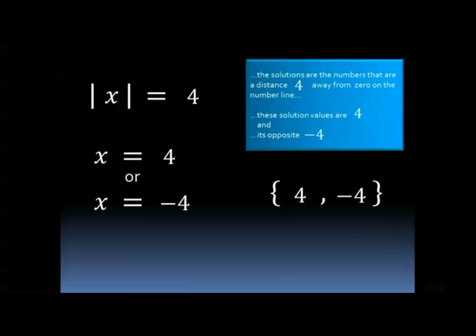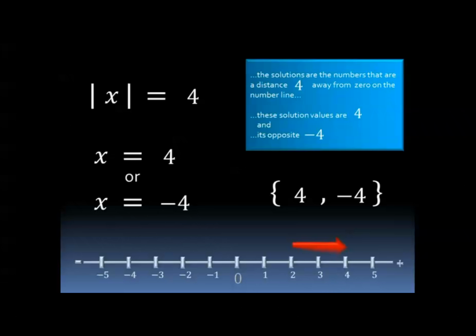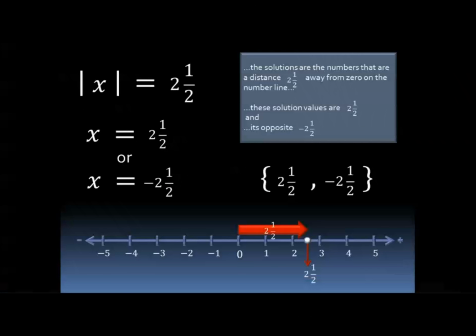Another way to describe the solutions is with the number line. We mark 4 spaces in the positive direction to represent the value 4. To represent its opposite, we go 2.5 units in the negative direction. And we mark that point, and it represents the value negative 2.5.